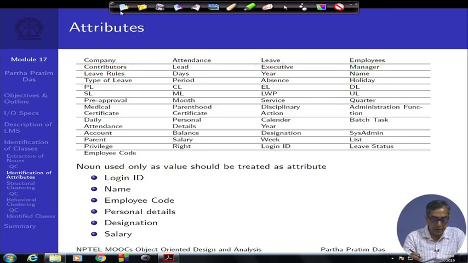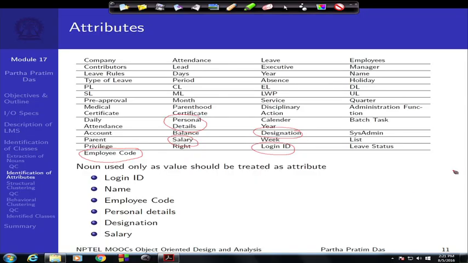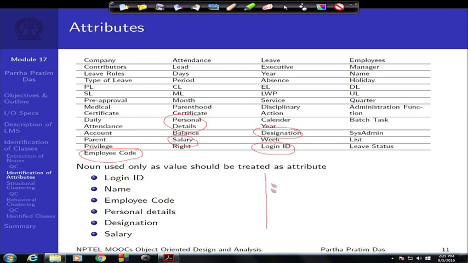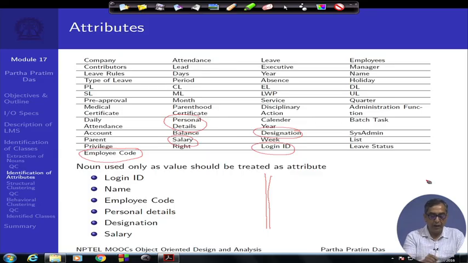But if we look at the salary, or designation, personal details, login ID, and there are some more like employee code, these are nouns which are just used as values. So, we can go through that and say that these will be the attributes. We are just trying to do a basic process of classification, using this property.